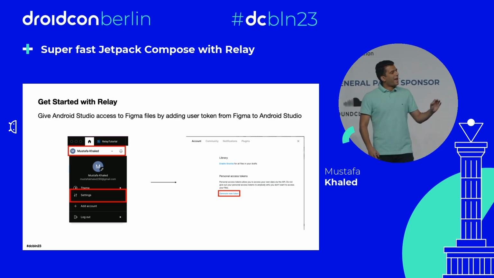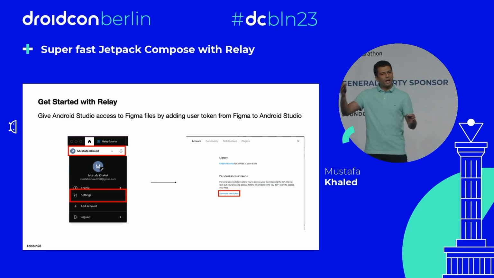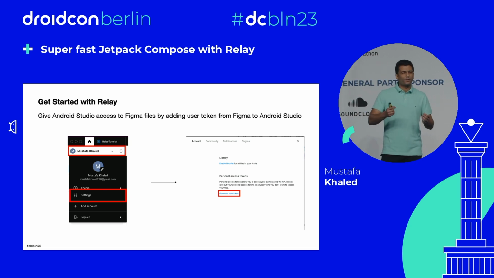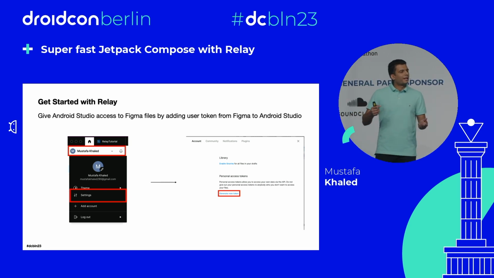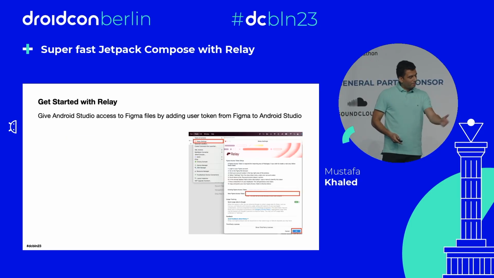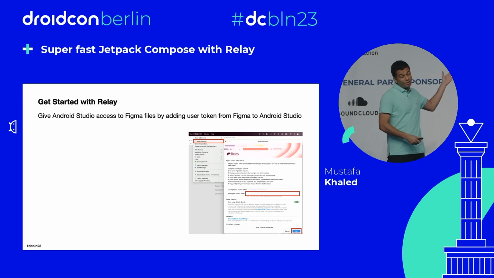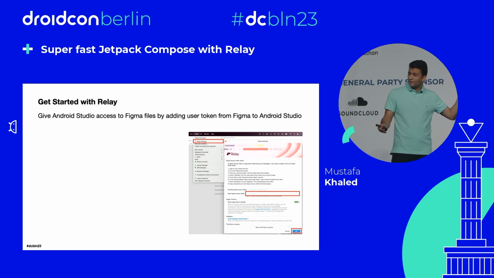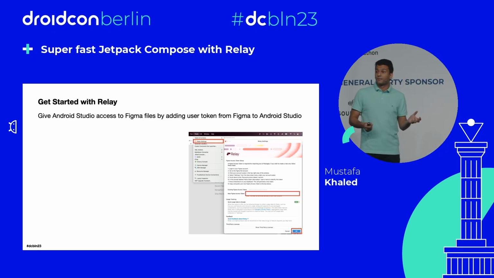To give Android Studio access to all the Figma designs, you have to provide an access token. This can easily be done by creating a new token on Figma and pasting it into Android Studio, in the plugin. You can open the Relay settings, which you can find after installing the plugin in Android Studio. You have the option to go to Relay settings and paste the token, just to give Android Studio access to all the Figma designs.